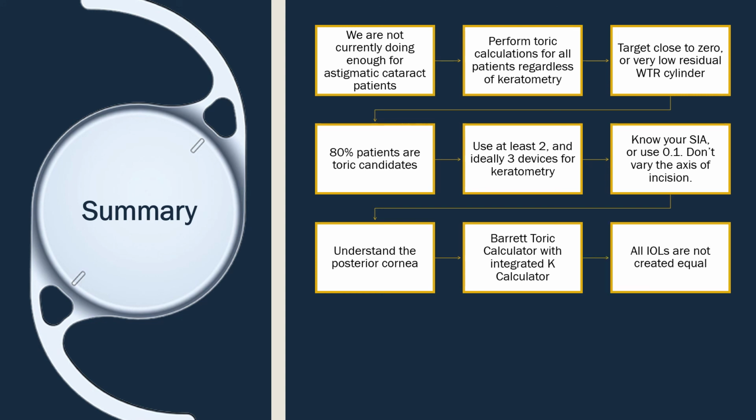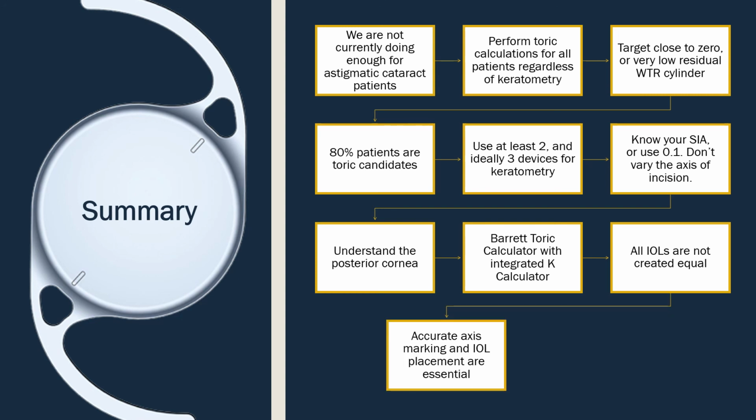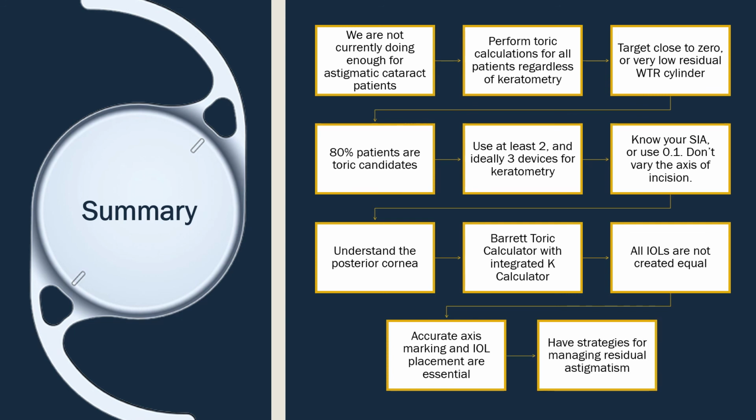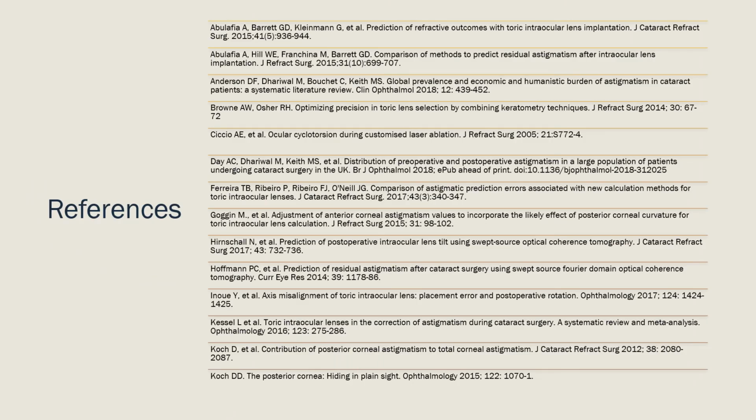All toric IOLs are not created equal, so again there are pros and cons to each of them, and it's worth knowing about these before choosing which lens we're going to implant. It's essential that we mark the toric axis accurately and then place the IOL precisely. Despite our best efforts, we're not going to get it right every time, so we do need to have strategies for managing residual astigmatism. So here are the references which may be of interest for further reading.